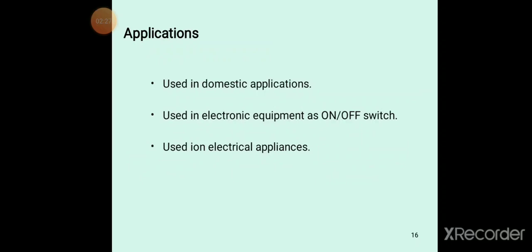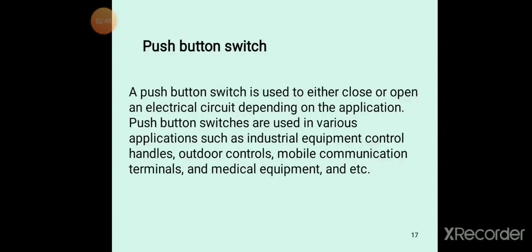The toggle switch is used in domestic applications, in electronic equipment as an on or off switch, and in electrical appliances. Push button switch: a push button switch is used to either close or open an electrical circuit depending on the application. Push button switches are used in various applications such as industrial equipment control, handles, outdoor controls, mobile communication terminals, medical equipment, etc.